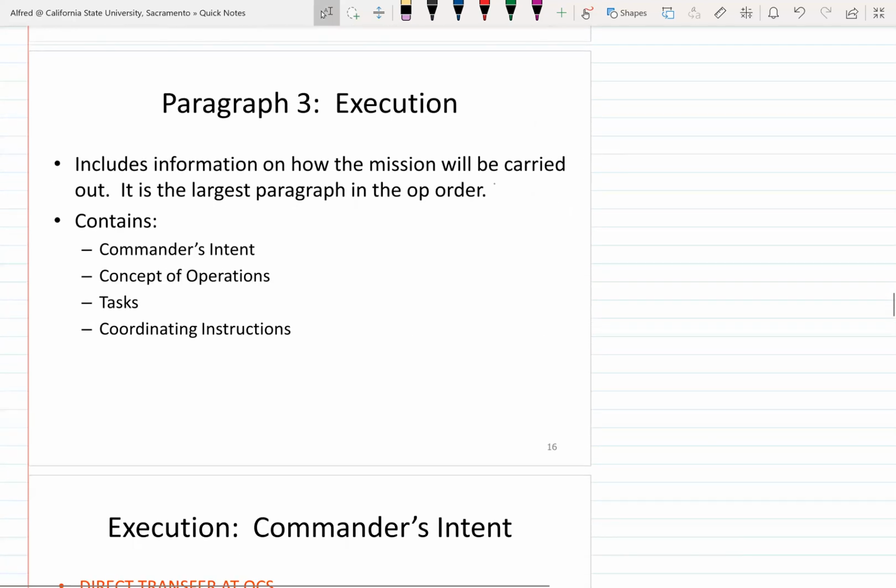So we go into the execution. Execution is the hardest section because, well, it's the biggest section. It's not the hardest. It's really big. I don't know which was the hardest. It includes the most subcategories. It has the commander's intent, concept of ops, tasks, coordinating instructions.